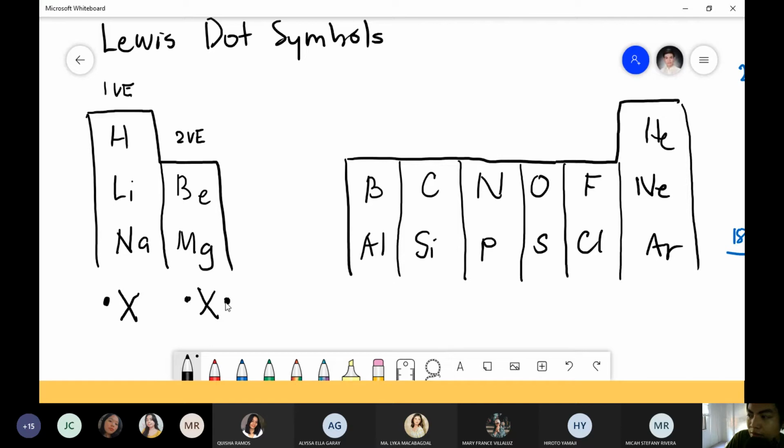Okay, so one on the left, one on the right. Pwede rin naman nasa taas, nasa gilid. Up to you as long as they are not paired. Okay, so we can proceed up to the last column.